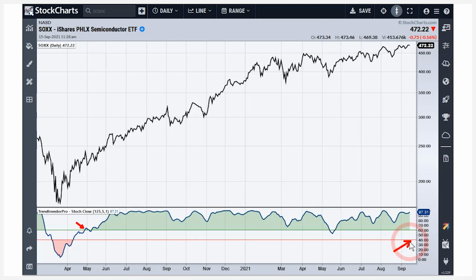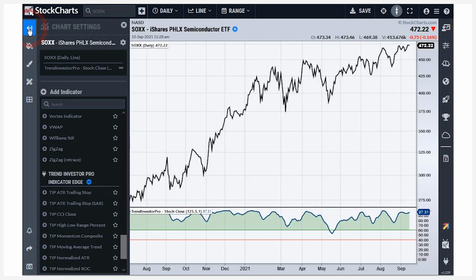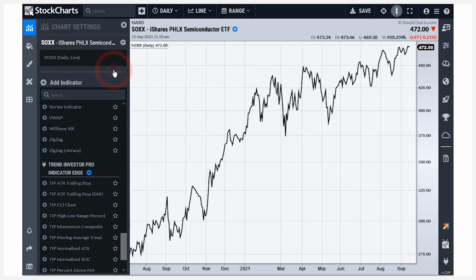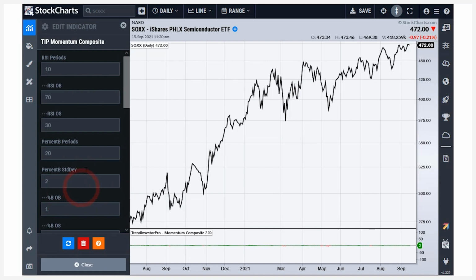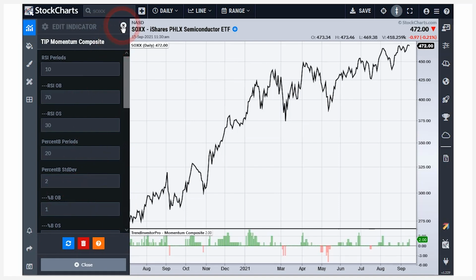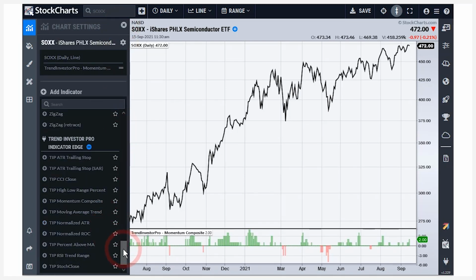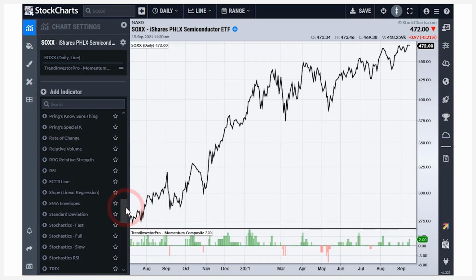Now, as far as catching a move or a pullback within the uptrend, you need to use a different indicator. I'm going to go over here to the left-hand side on the chart settings, and I'll open that up. I'm going to go ahead and remove the StochX close. We don't need it right now because I want to focus on 2 mean reversion indicators. The first is the momentum composite, and we'll just leave that at the default settings. And then the second one is RSI.